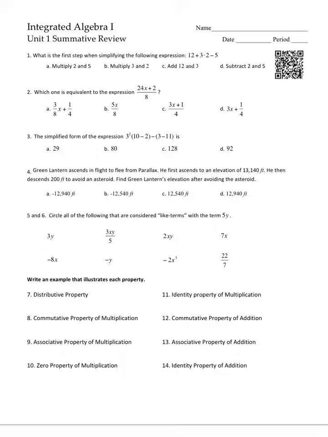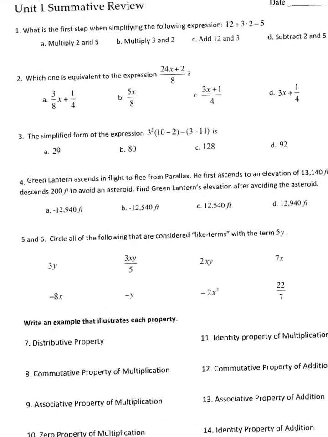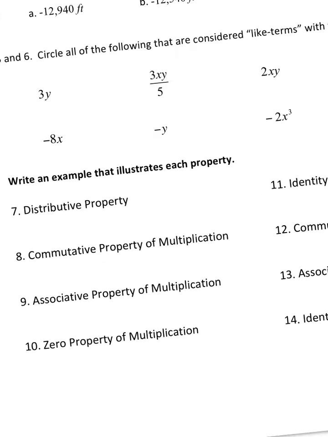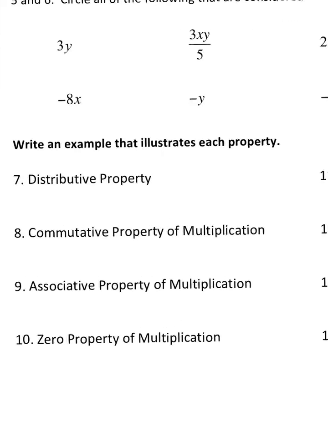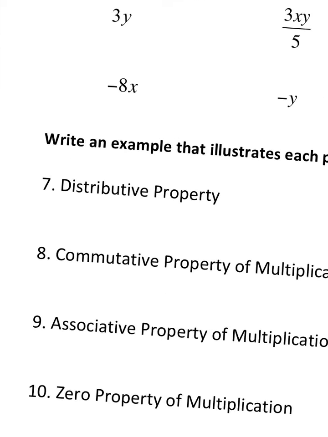Let's talk about properties. Down by number 7 here. Now the instructions say, write an example that illustrates each property. So you need to come up with an example. Let's talk first about the distributive property, number 7.